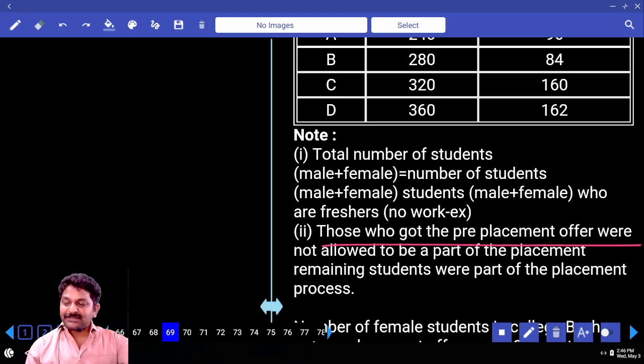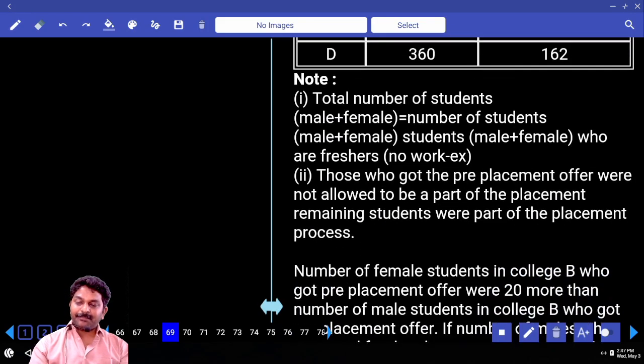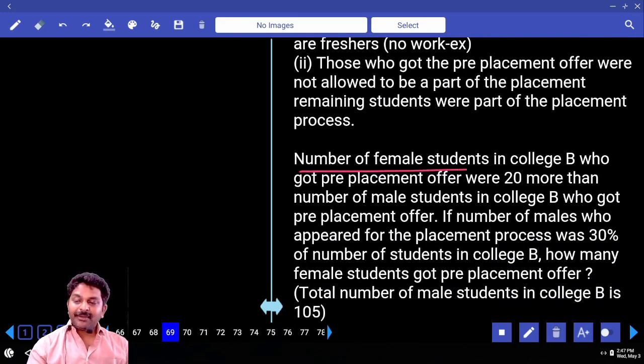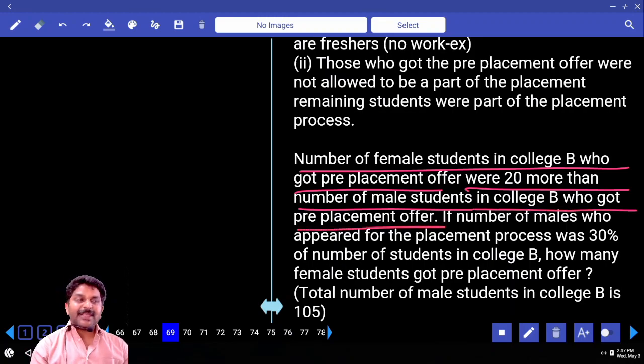Those who got the pre-placement offer were not allowed to be a part of the placement. Remaining students were part of the placement process. Okay. Those who got a job are not supposed to attend any more interviews. That's the information. Okay now? Number of female students in college B who got pre-placement offer were 20 more than the number of male in college B who got pre-placement offer.